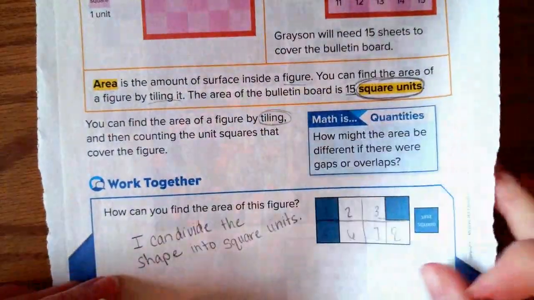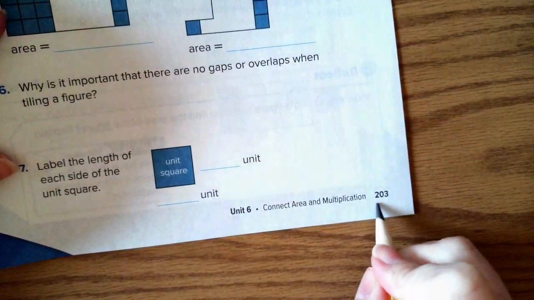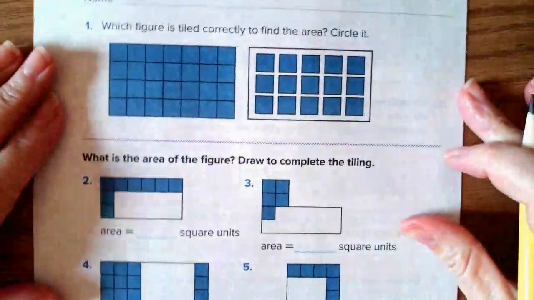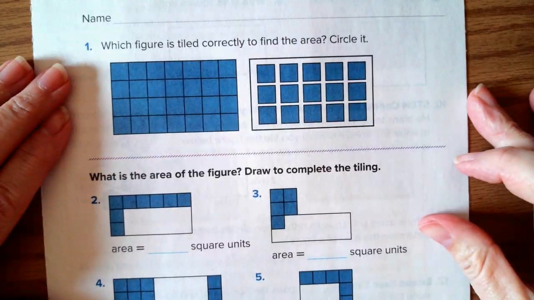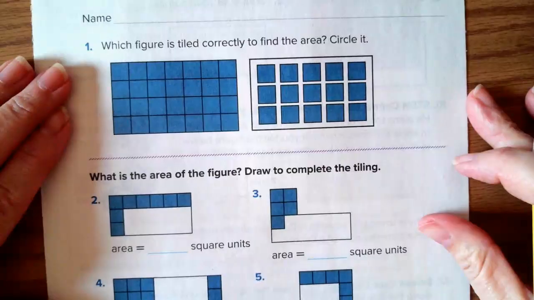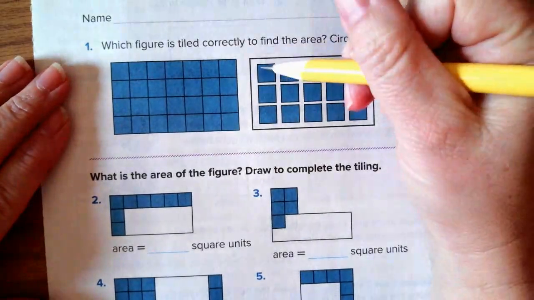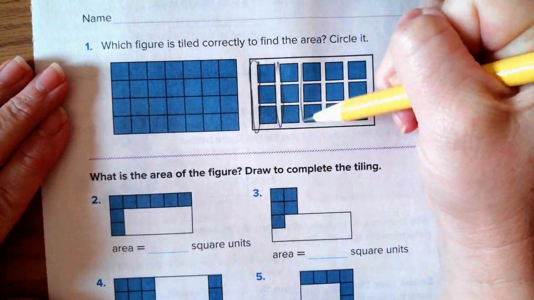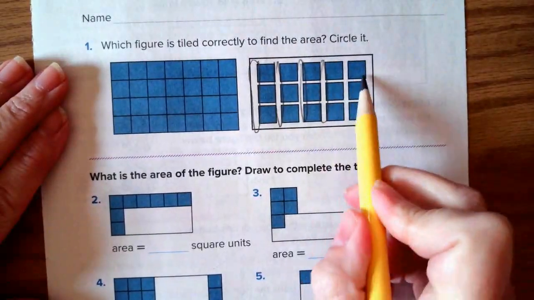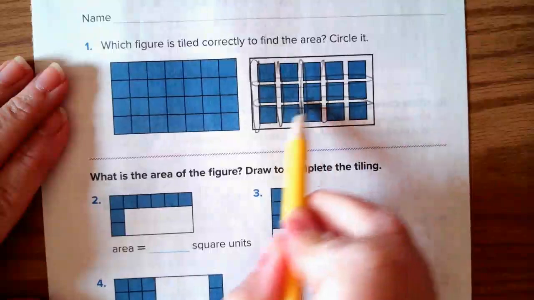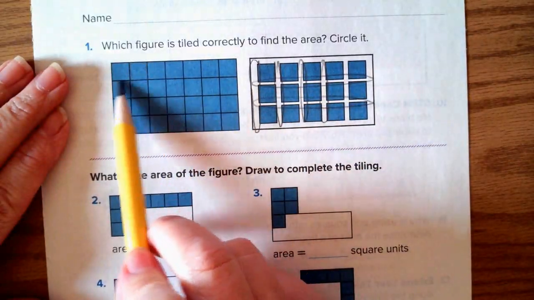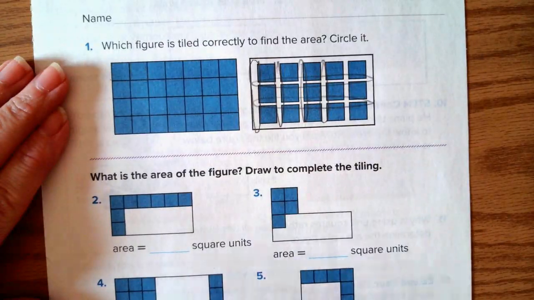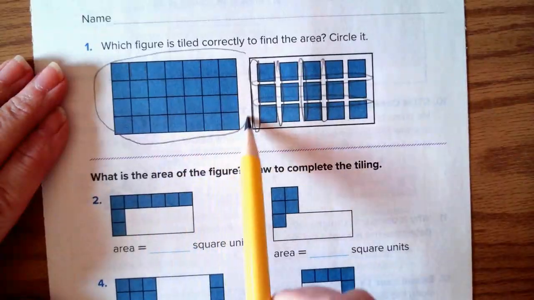Now go ahead and flip that paper over. Or actually, that's not flipping over. I'm going to put that one underneath of it so I don't lose it. And I'm going to be on page 203 now. Which figure is tiled correctly to find the area? Circle it. Now remember what we said. Do you see this gap? See these gaps? These gaps can't happen. If you're tiling an area, you cannot have that. It has to not have any gaps. So therefore, this is the correct one.